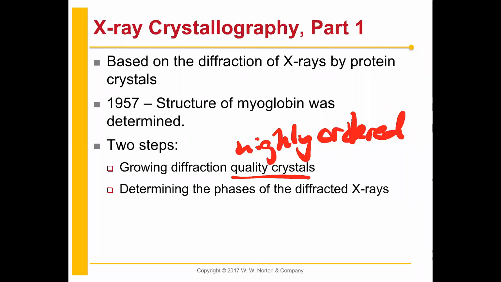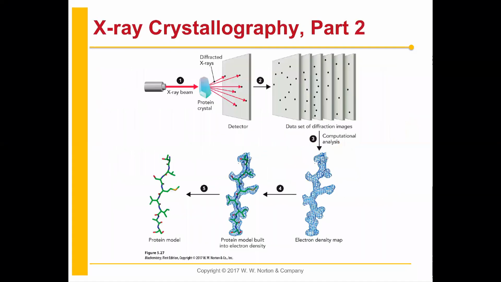So you have to try so many different crystallization conditions until you get this quality crystal. Sometimes that takes years to find the crystallization condition. I'm not talking about days or months, I mean years. So once you get that crystal, the holy grail of the crystal, now you can determine the phases of your diffracted X-rays. And so that's what we're going to talk about.